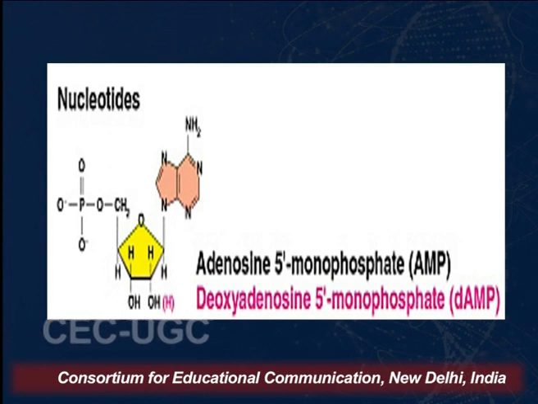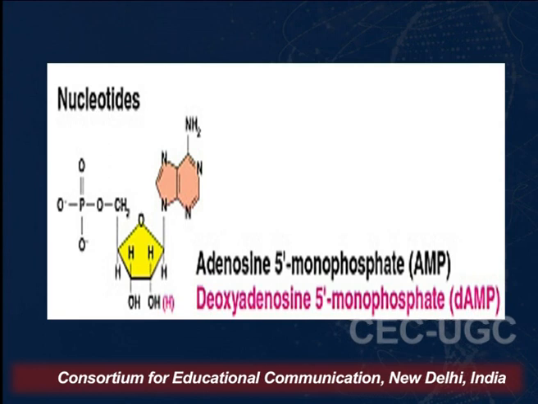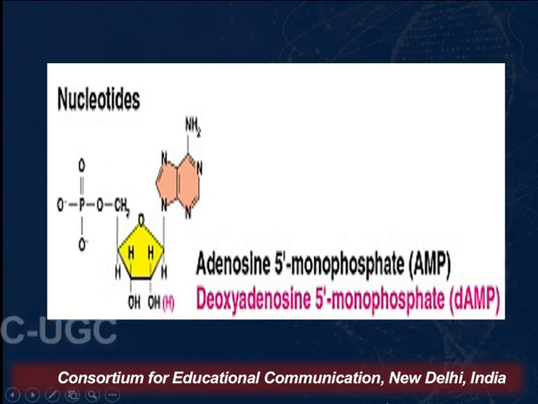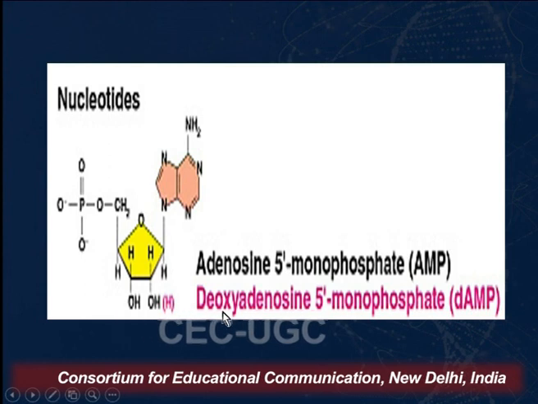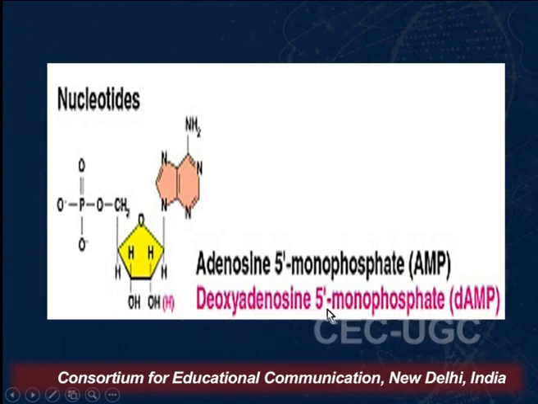When we do that, if the sugar here is again ribose sugar, you will name it adenosine 5-monophosphate, that is AMP. If it is deoxyribose sugar, that is, instead of OH we have an H, we will name it deoxyadenosine 5-monophosphate.